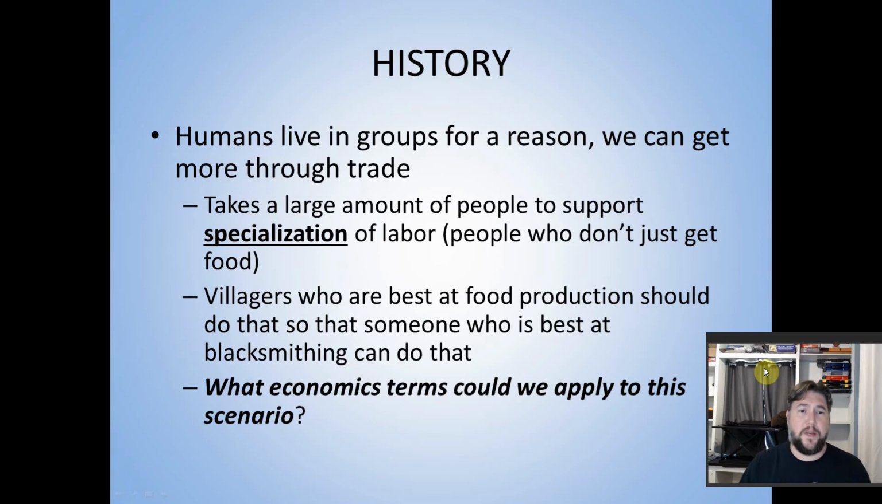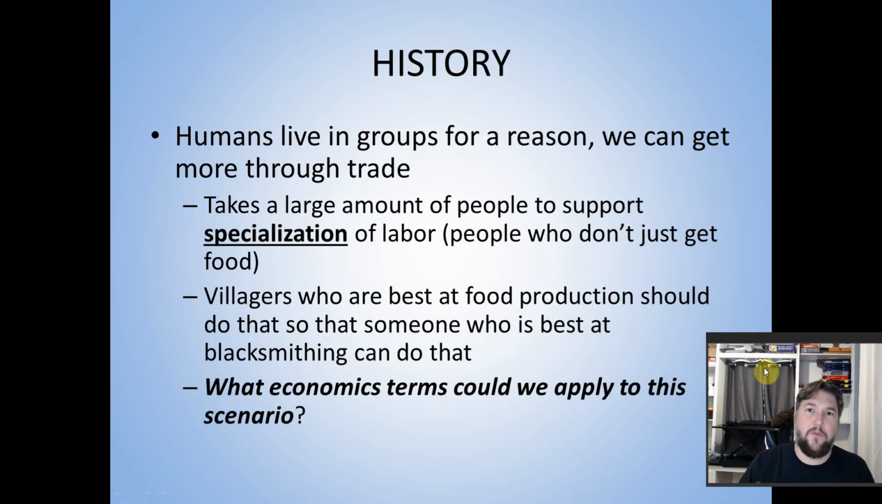Going back to our Stone Age example, villagers who are best at food production should do that, and someone who is best at blacksmithing can then do that. And you might say, well, why doesn't the blacksmith just go and get food? He could. I'm sure the blacksmith could do farming too. But, and this is the next thing, what economic terms could we apply to this scenario? You could be saying things like, and think on your own, pause the video. Okay, then unpause and come back. But think on your own.